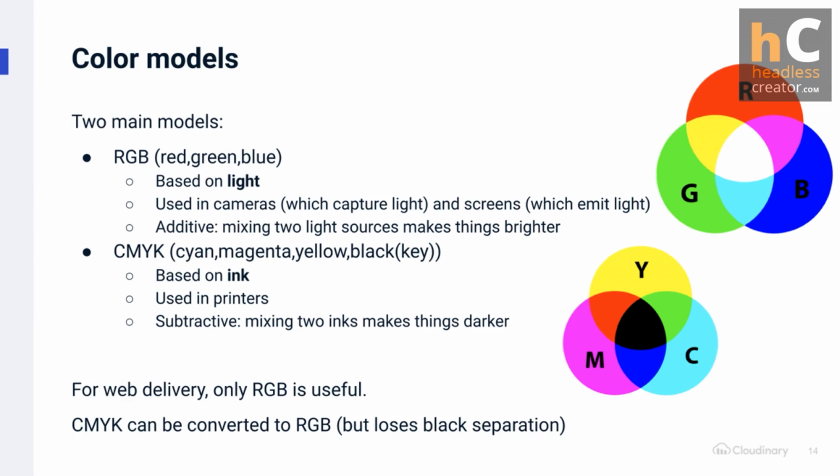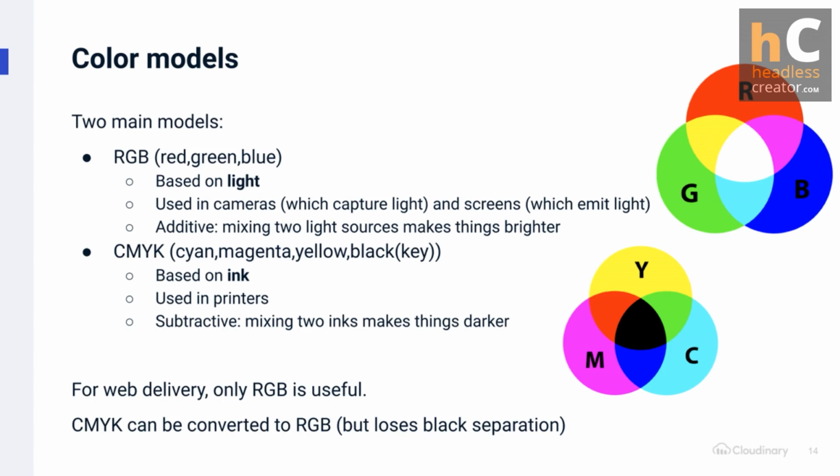And fundamentally, the main difference is that light is additive. Adding two light sources will make things brighter, whereas ink is subtractive. If you combine two inks, things will get darker. For web delivery, you only need to think about RGB because everybody watches websites on a screen, not on a printer. They don't print it and look at it on paper. But CMYK is also quite important if printing is a use case. And you can convert CMYK to RGB, but not really the other way around.